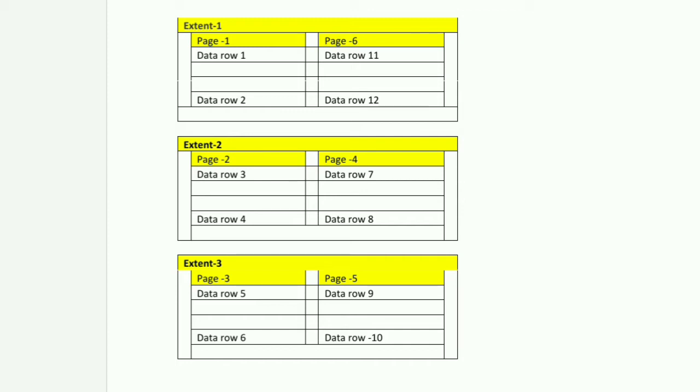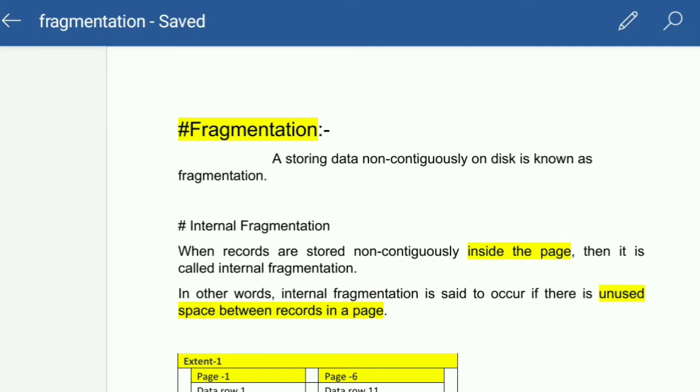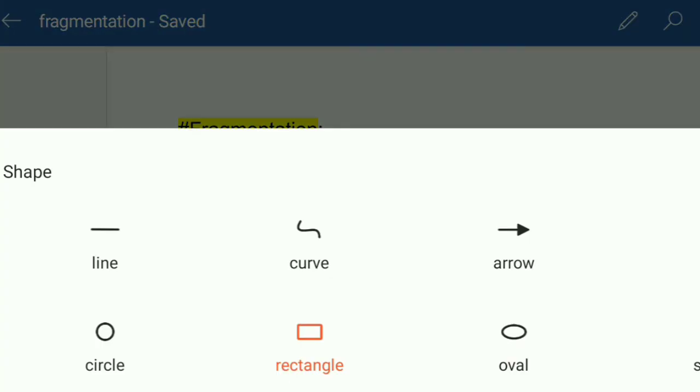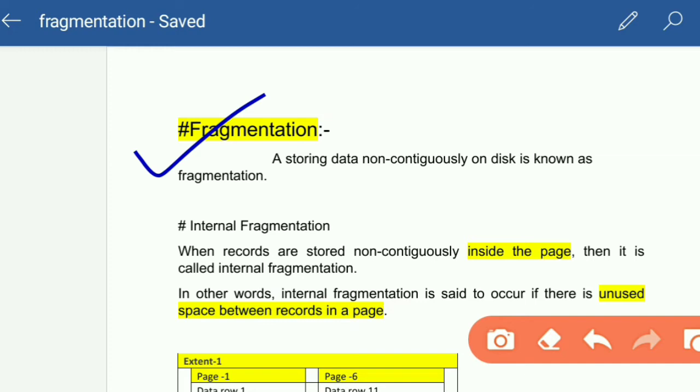So I have designed one table for better understanding. Let me describe fragmentation first. As you can see, the definition in one line: what is fragmentation? Basically, storing data non-contiguously on a disk is known as fragmentation, right? So a one line definition is enough.